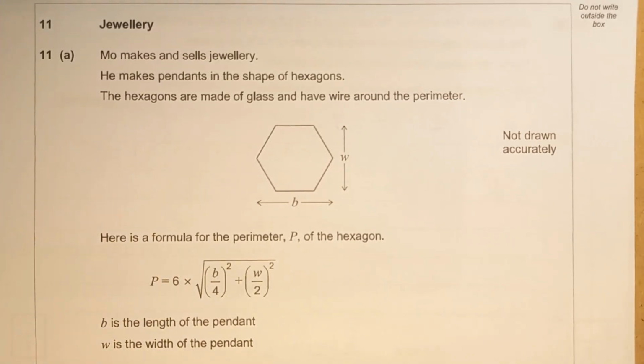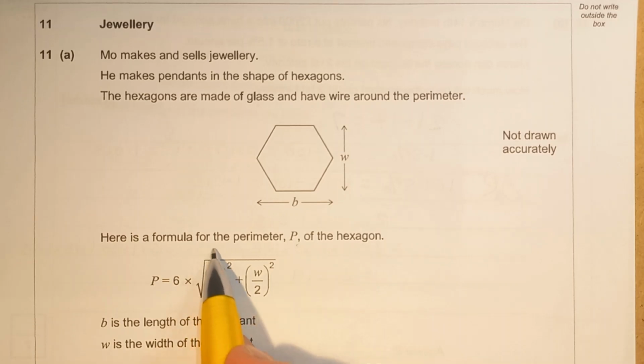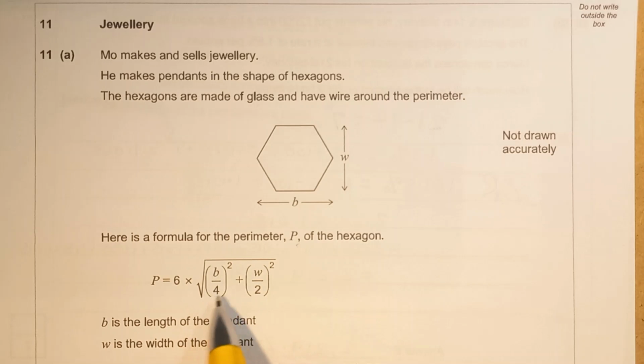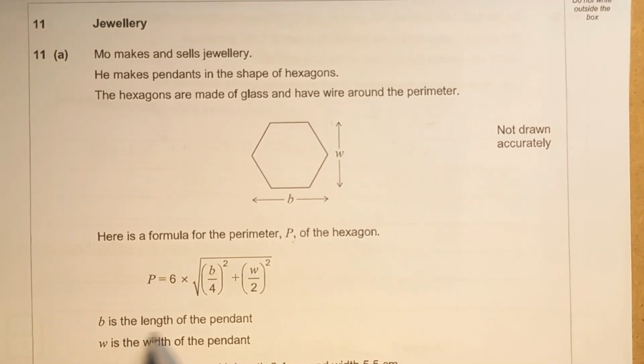Question 11. Jewellery. Mo makes and sells jewellery. He makes pendants in the shape of hexagons. The hexagons are made of glass and have wire around the perimeter. Here is a formula for the perimeter, P, of the hexagon. P equals 6 times the square root of (B divided by 4, all squared, plus W divided by 2, all squared). B is the length of the pendant, W is the width of the pendant.